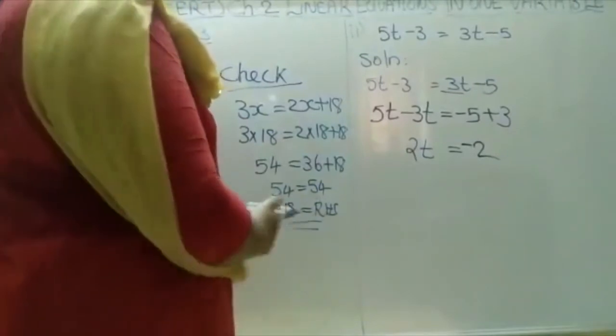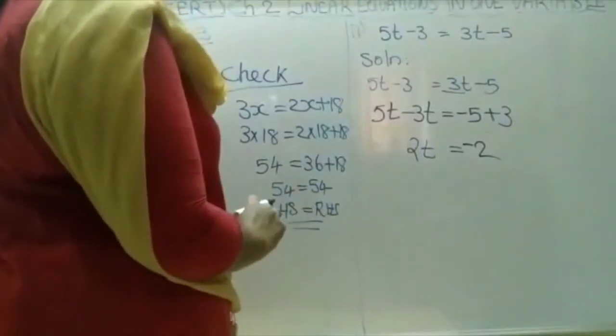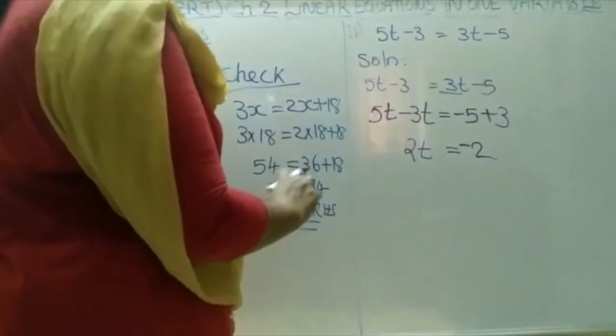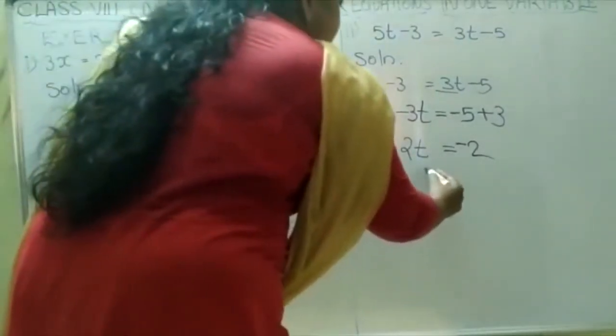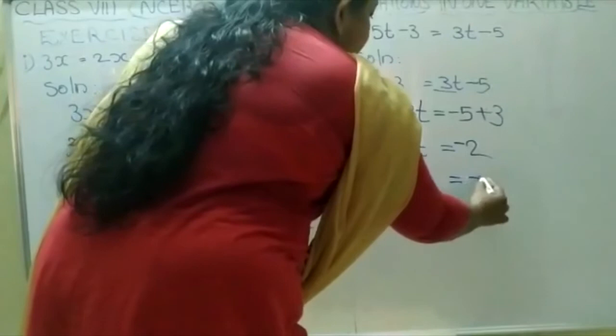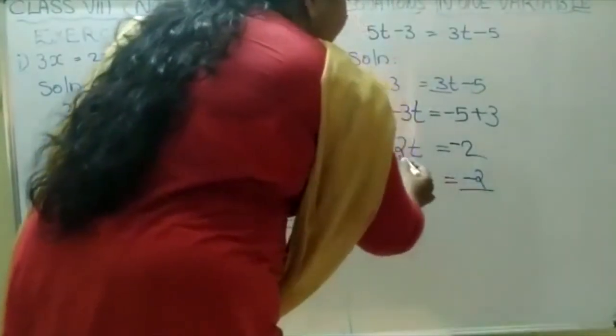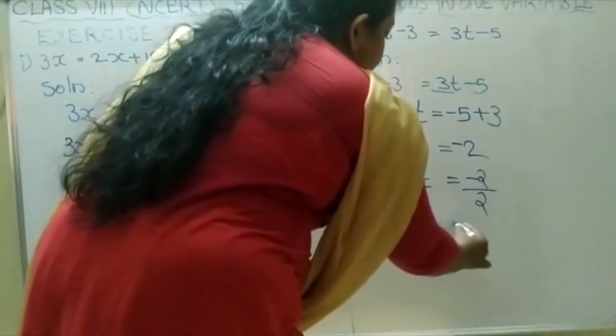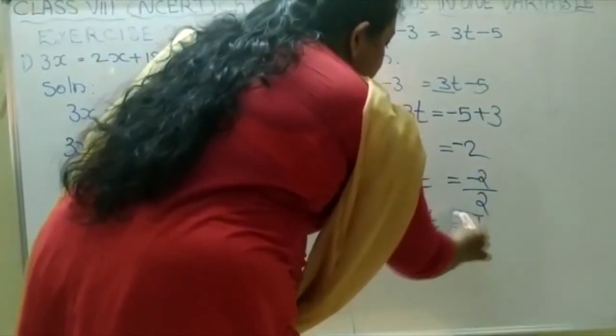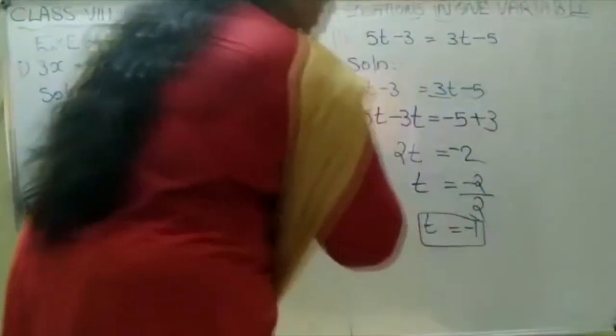Now along with the t, 2 is multiplied, so we can shift it to the RHS. So t equal to minus 2. Multiplication of 2 becomes division on the RHS. So t equal to minus 1 is the solution.